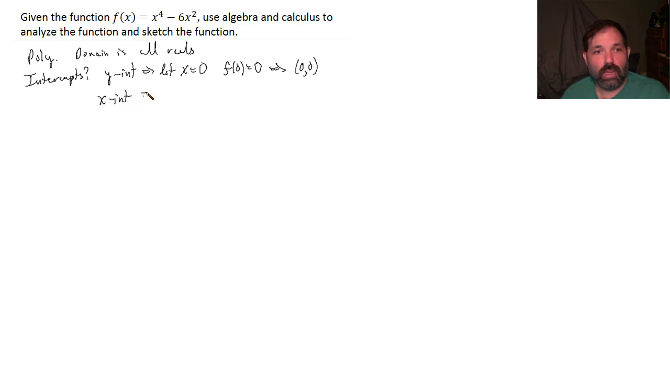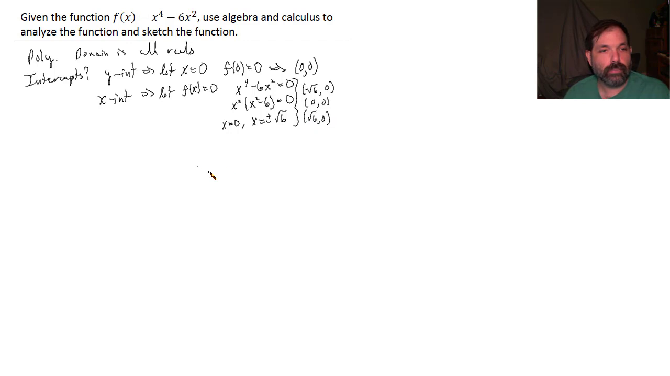X-intercepts. We let y equal 0. Let f of x equal 0. And so that would mean we'd have x to the fourth minus 6x squared equals 0. So that's x squared times (x squared minus 6) is 0. So x equals 0, or x equals plus or minus square root 6. So we have 3 x-intercepts. We have (negative root 6, 0), (0, 0), which was the y-intercept, and then (root 6, 0). So there's some information from algebra.